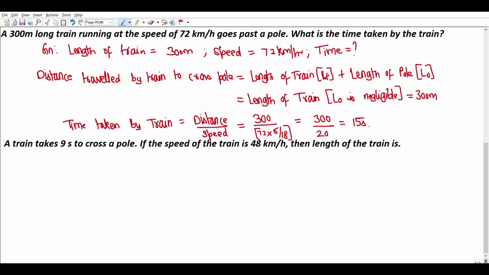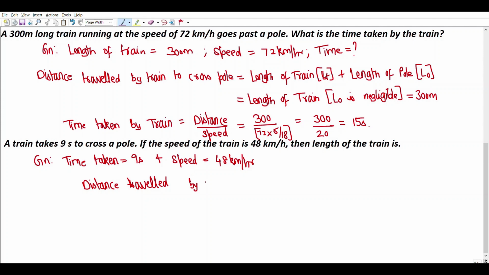Let us solve one more problem. A train takes 9 seconds to cross a pole. If the speed of the train is 48 km per hour, find the length of the train. Time taken is equal to 9 seconds and speed of train is equal to 48 km per hour. So, we need to find length of the train. We know that distance traveled by the train to cross the pole is equal to length of the train.